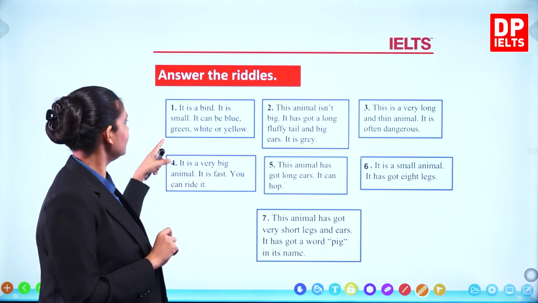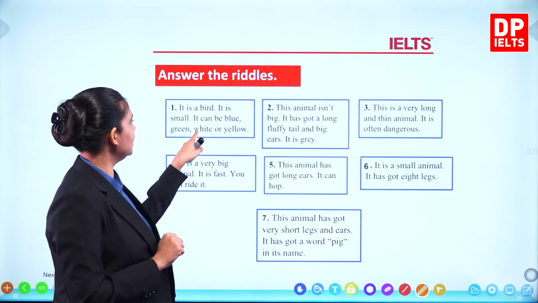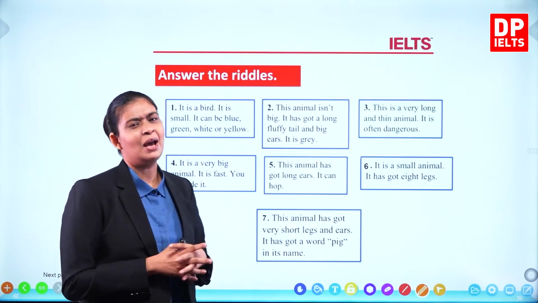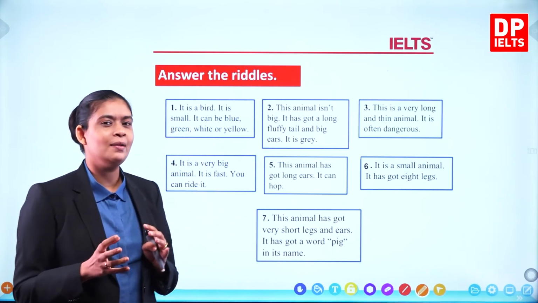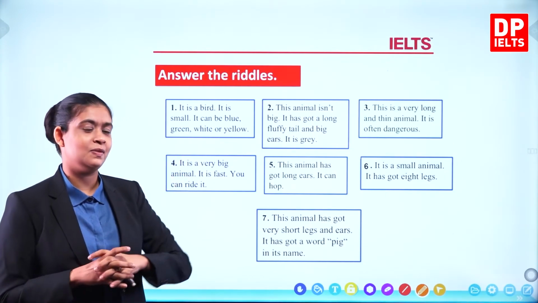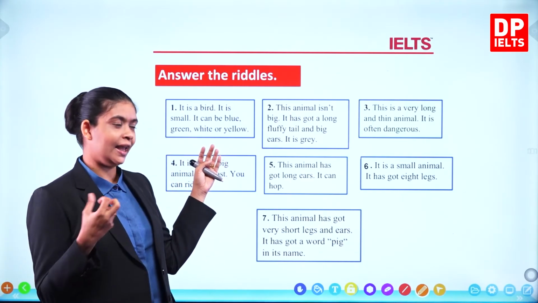Right? It is a bird. It is small. It can be blue, green, white, or yellow. Right? I wouldn't say it's really small, but yeah, it could be big or it could be sometimes small as well. Okay, sometimes you have the big versions as well. So it is a bird.